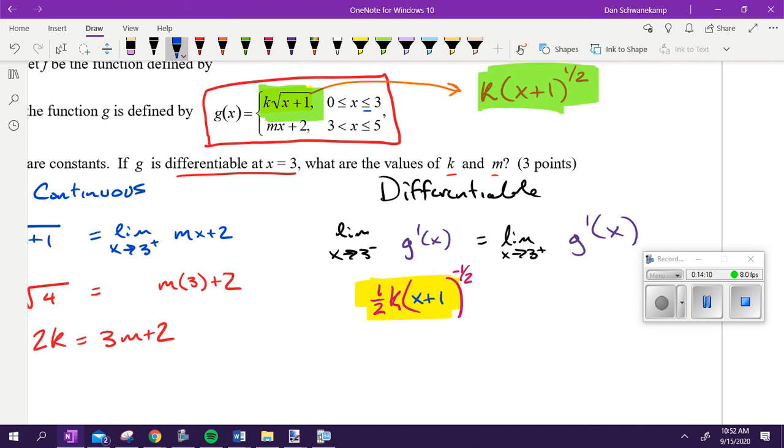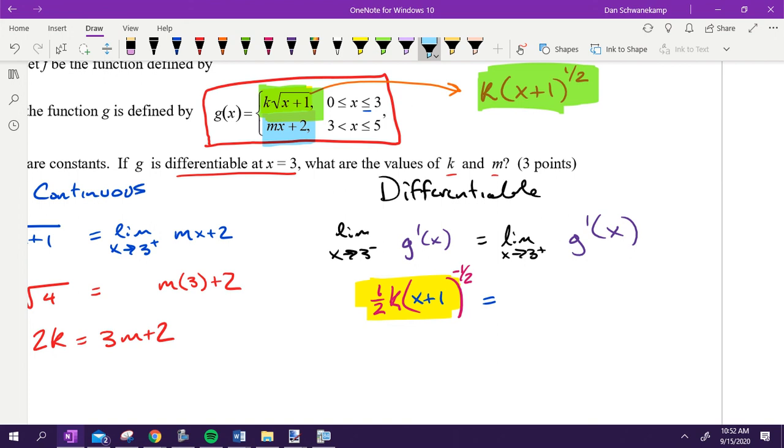X plus 1 goes inside the parentheses because we rewrite the baby, and then we multiply by the derivative of the baby. The derivative of the baby is just 1, so we don't need to multiply by anything. Good. That's the derivative of the left side. Then we got to take the derivative of the right side. So now I'm taking the derivative of this guy. What is the derivative of mx plus 2?